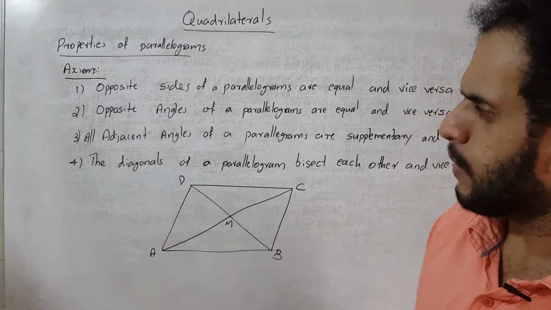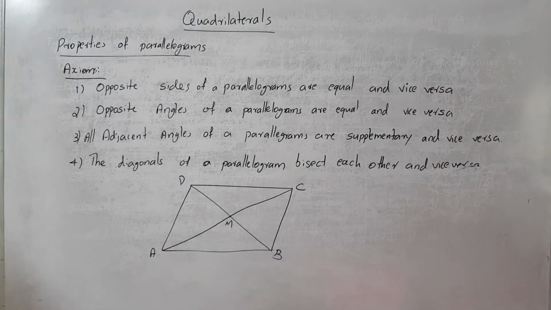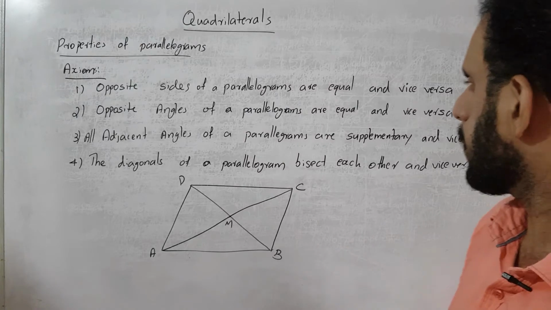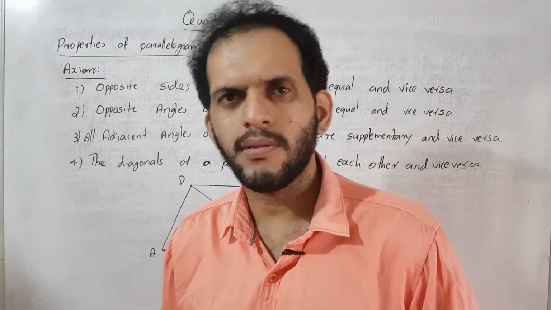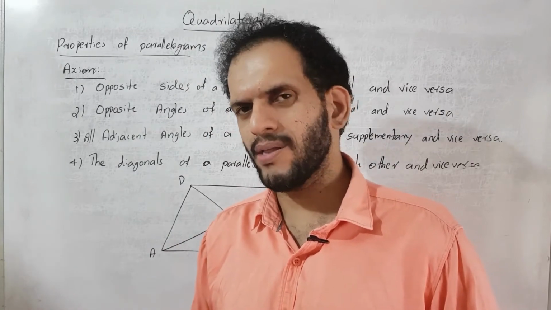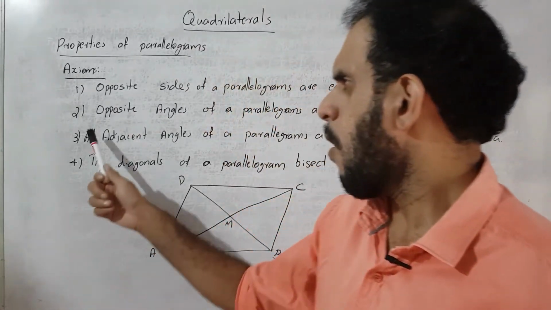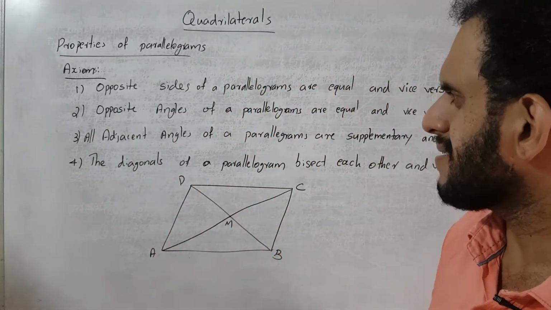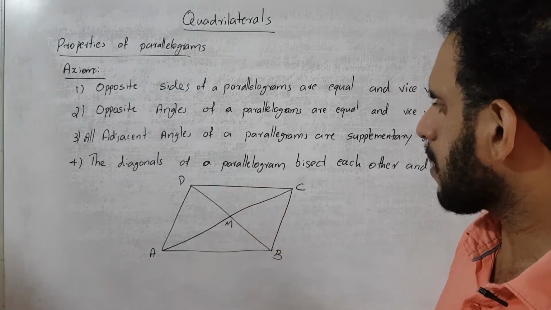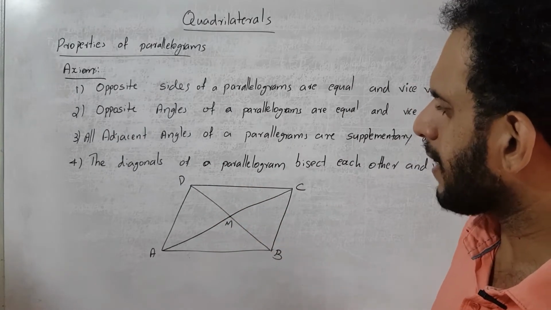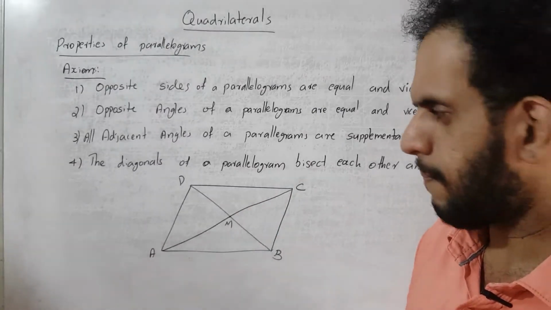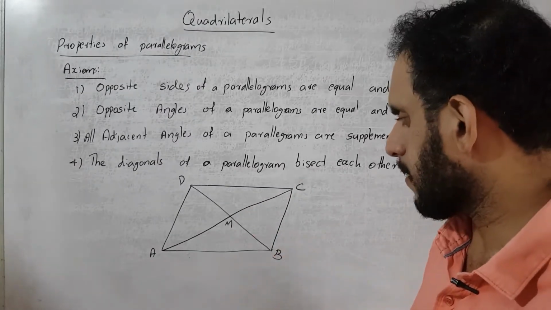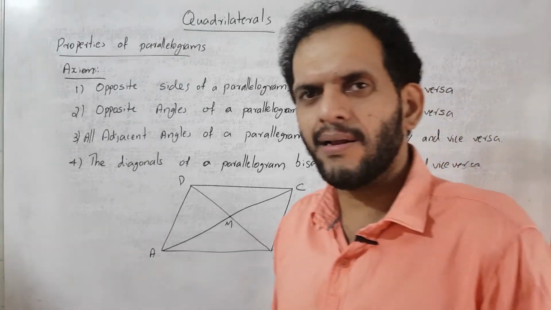Then third one, all adjacent angles of a parallelogram are supplementary. We know what we mean by supplementary. What is supplementary? The sum of the angles is equal to 180 degrees. Then what is the third property? All adjacent angles of a parallelogram are supplementary. So we want to identify in this quadrilateral ABCD, which is a parallelogram, what are the adjacent angles? The adjacent angle means the angle lies on either side.